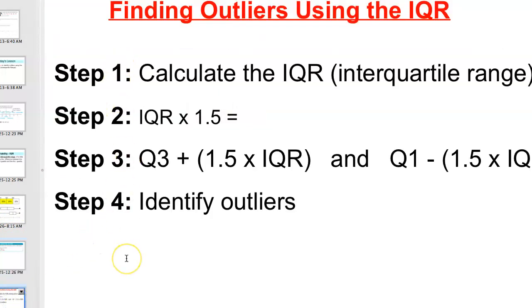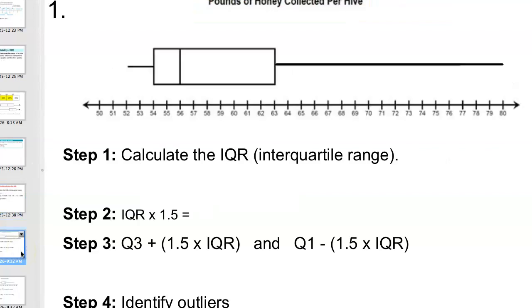I broke it down into four easy steps. Step 1, you're going to calculate the interquartile range. So your upper quartile minus your lower quartile. Step 2, you're going to take that IQR and multiply it by 1.5. You will then add it to quartile 3 and subtract it from quartile 1. Anything bigger than this value here is going to be an outlier, and anything smaller than this value here will be a low outlier. Okay? Let's just do a few examples together.